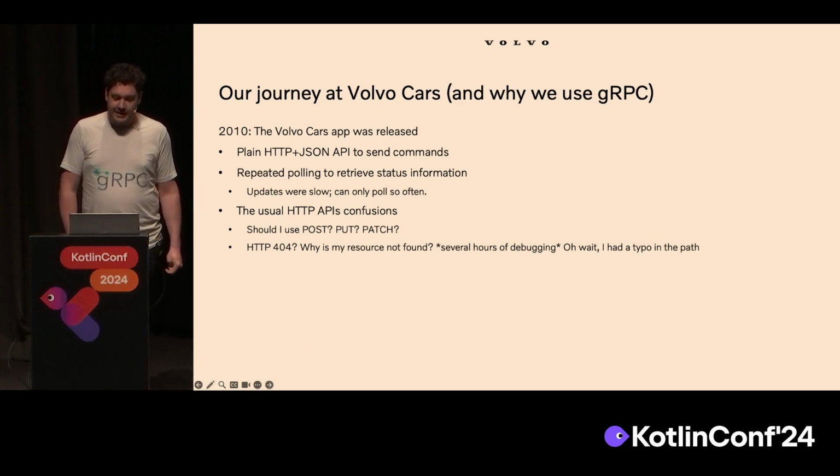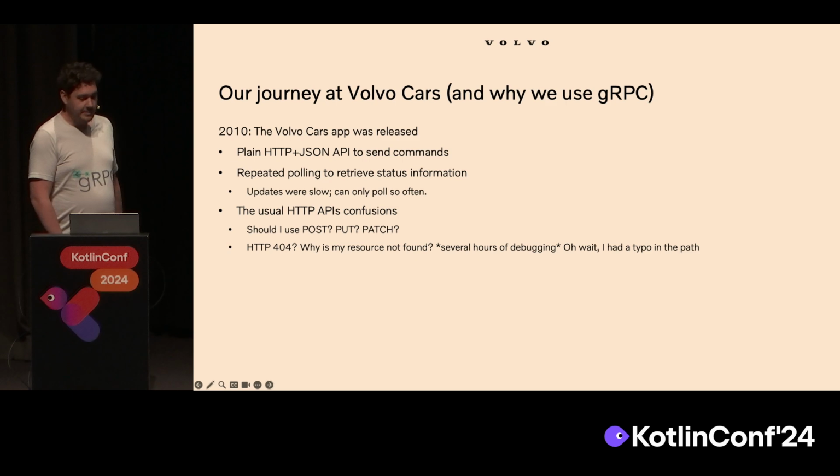So we first released the app in 2010. It then used a plain HTTP and JSON API with polling to update the state and data. It had the usual issues that you have when you poll. Updates are slow. Clients want to poll as fast as possible to improve response times. Backends want to poll as little as possible to decrease load. And there were the usual HTTP confusions.